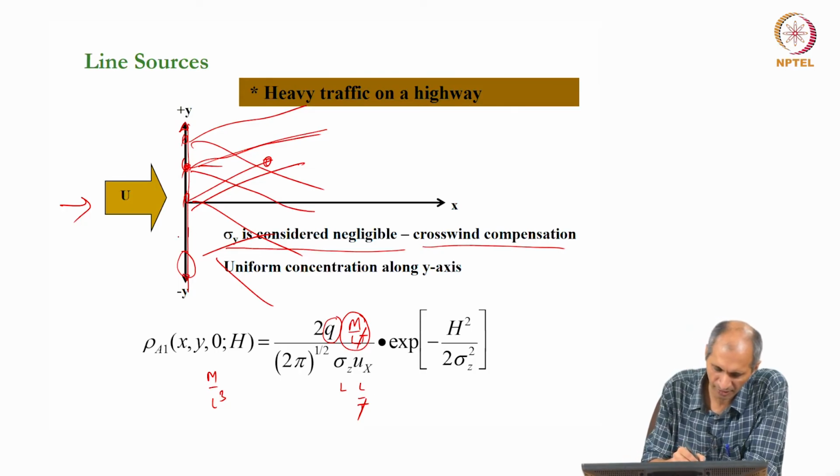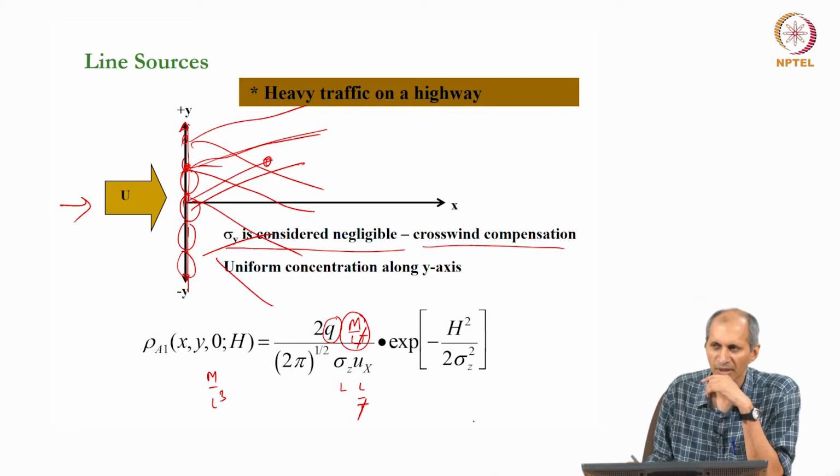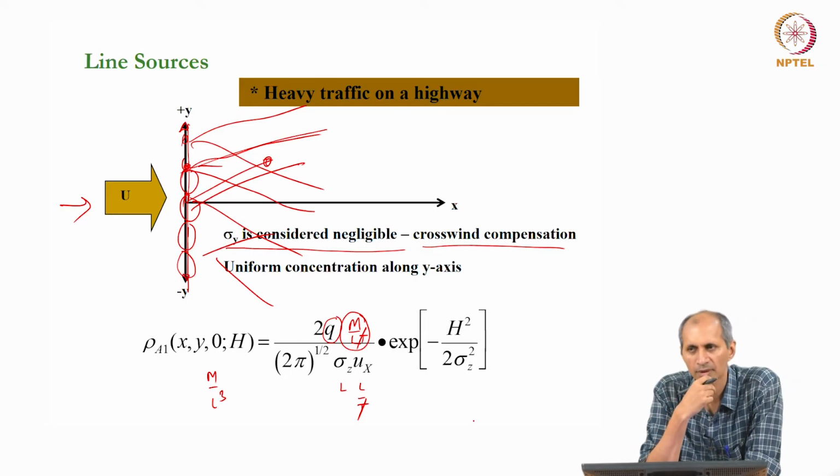So, for a given section of the road you can then of course Q you have to calculate by doing, you need to know what are the vehicles on the road and the emission factor based on composition of vehicles. So, people do count the number of vehicles of each category.